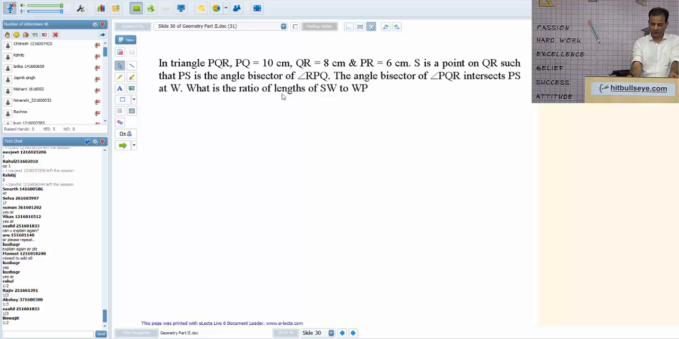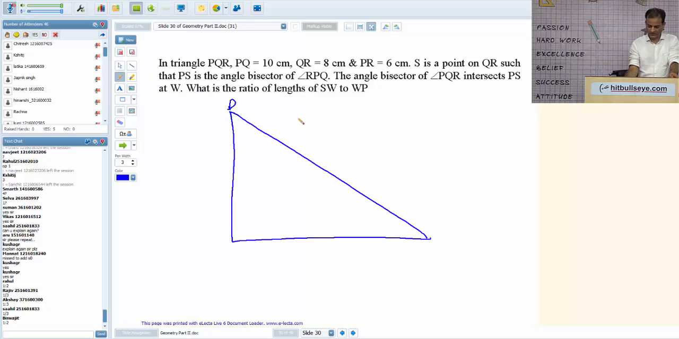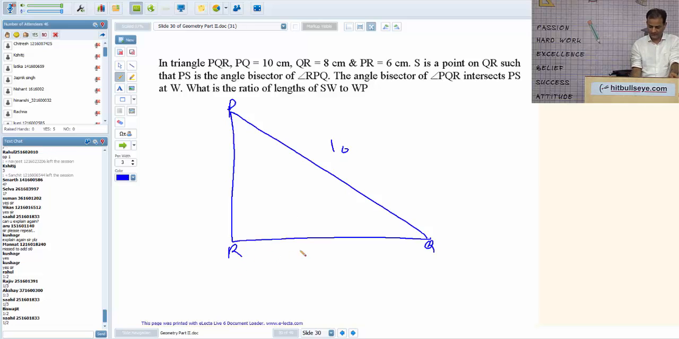See, in triangle PQR, PQ is given as 10, QR is given as 8, and PR is given as 6. S is a point on QR such that PS is the angle bisector. Angle bisector means dividing the angle into equal parts, and this angle bisector will divide the base in the ratio of their respective sides, 6:10.